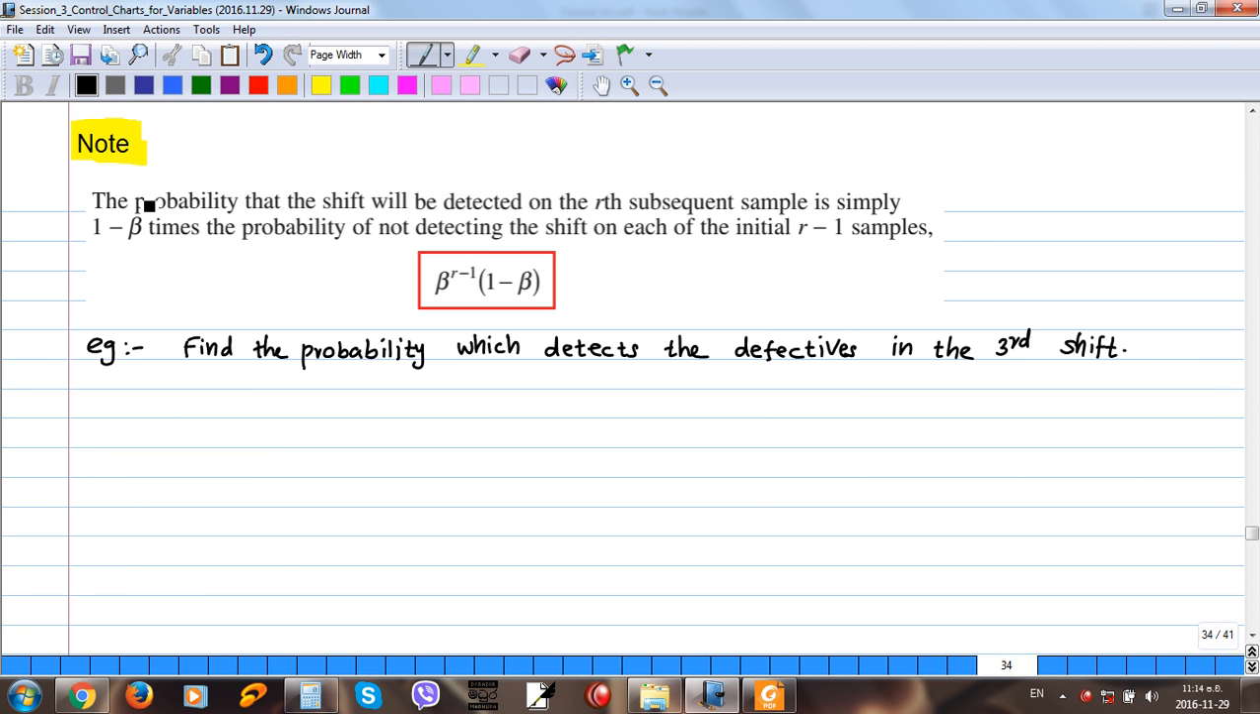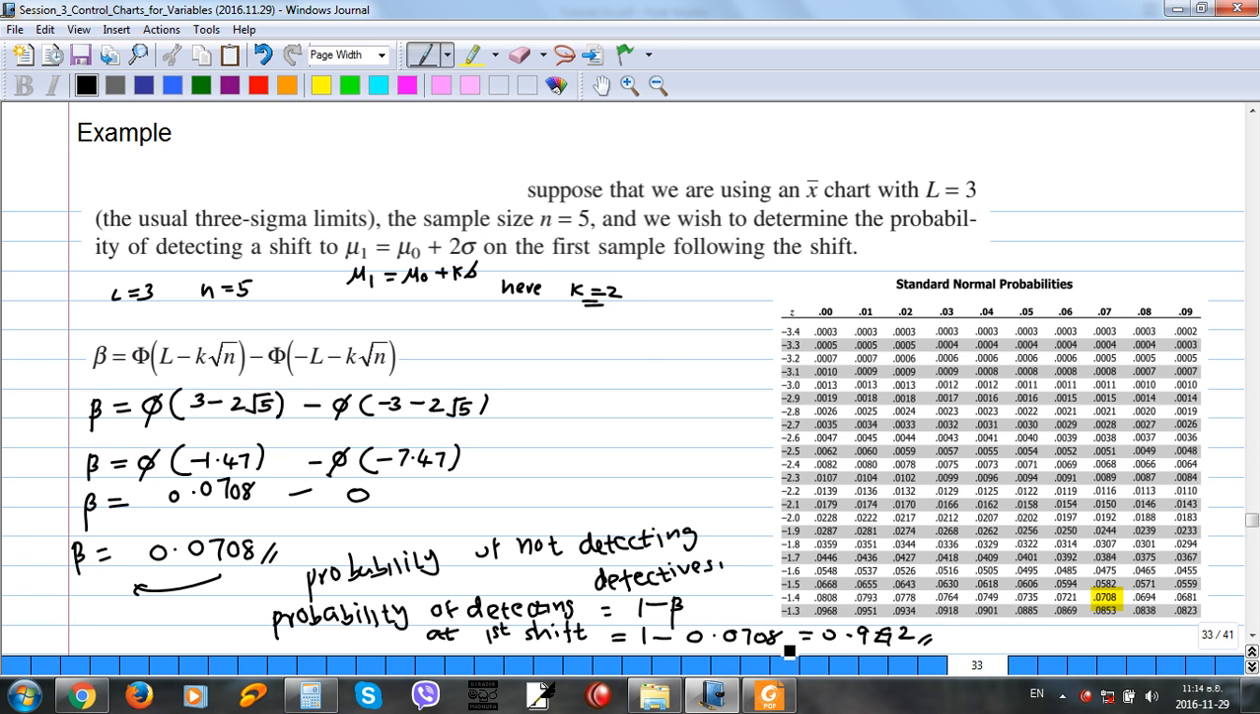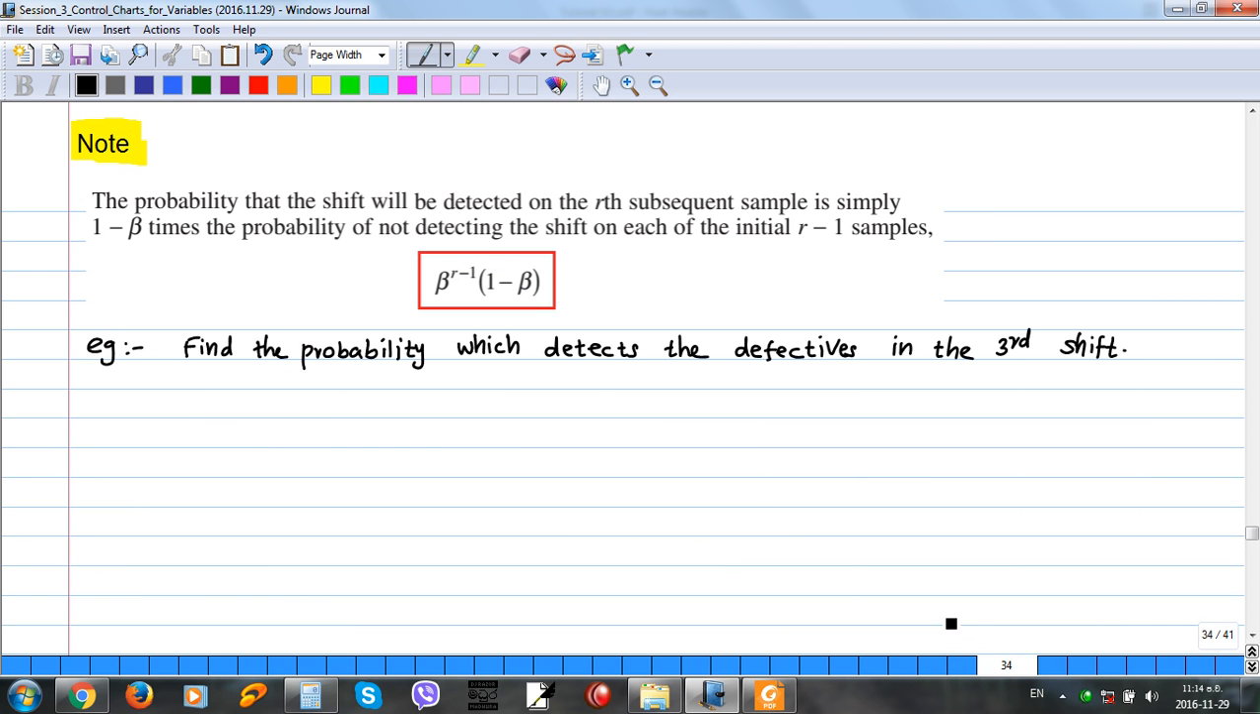And note that sometimes they ask these types of questions. Find the probability which detects the defectives in the third shift, that is, not detected in the first shift. Detected in the first shift comes as 1 minus beta. If it is not detected, that is beta. If it comes at the third time, the first time it is not detecting, that is beta. Second time not detecting, again beta, so beta square. In the third time it is detected, so 1 minus beta. So we can use this equation, no?